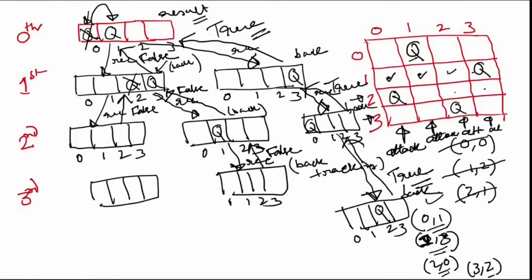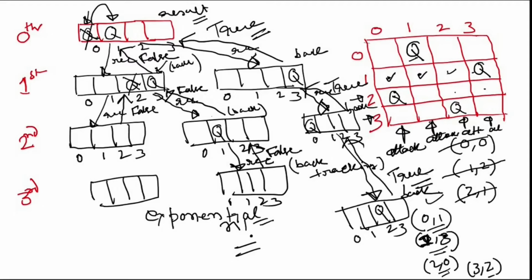Now the time complexity for this 4 queen problem, or the n queen problem, is huge, because every time it is making a tree. In fact, it is factorial n. I can have n branches, factorial n. I mean, it is exponential. It is not exactly factorial n, but near to factorial n. So exponential is the time complexity.